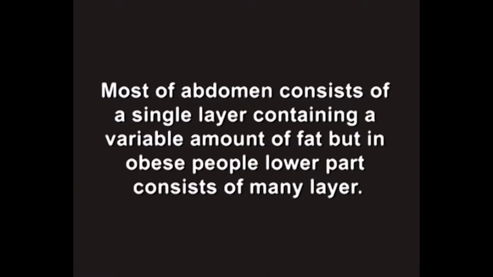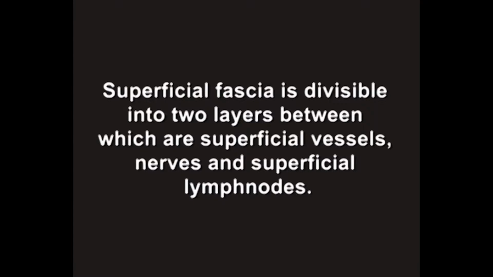Superficial fascia of abdomen. Most of abdomen consists of a single layer containing a variable amount of fat, but in obese people, lower part consists of many layers. Superficial fascia is divisible into two layers between which are superficial vessels, nerves and superficial lymph nodes.